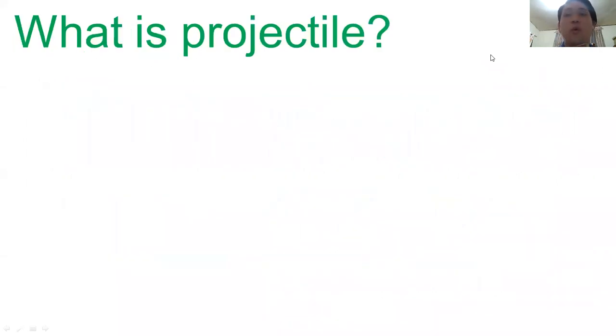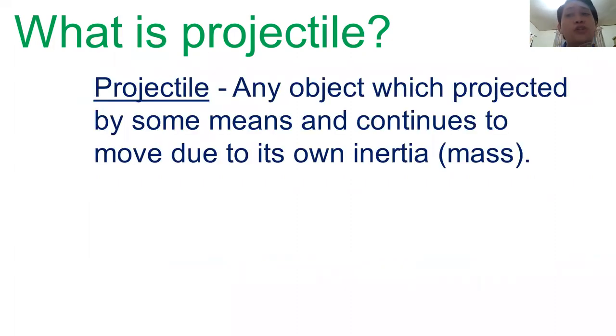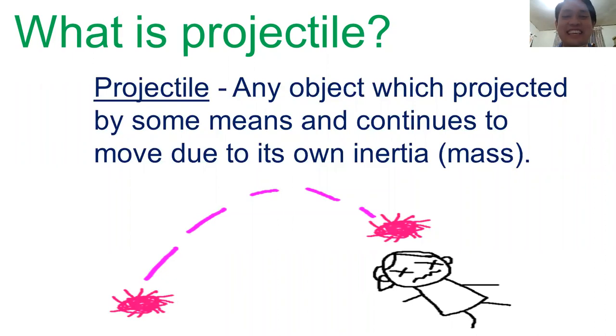So what is now projectile? What did I say? What is projectile? As I mentioned a while ago, we can also describe a projectile as any object which is projected by some means and continues to move due to its own inertia or mass. So we can illustrate a projectile in this given illustration. As you can see, that is an example of a projectile or a projectile motion. You can see there is a trajectory in it.